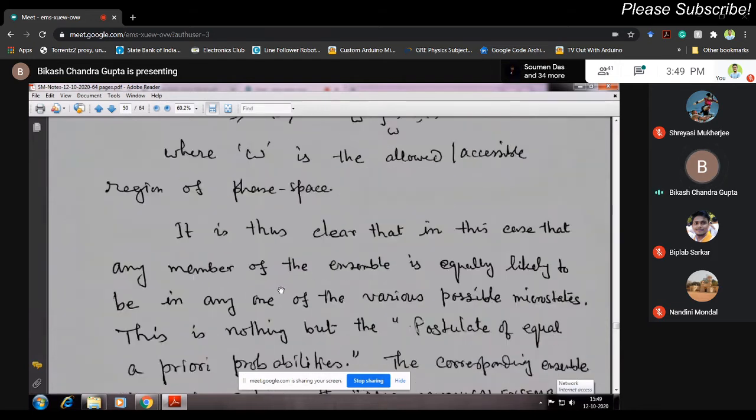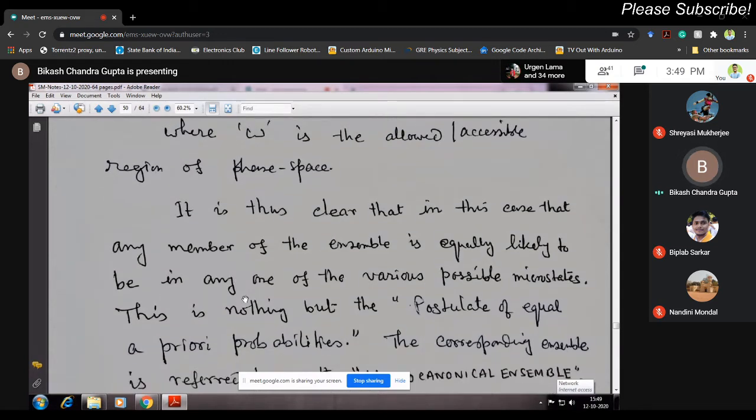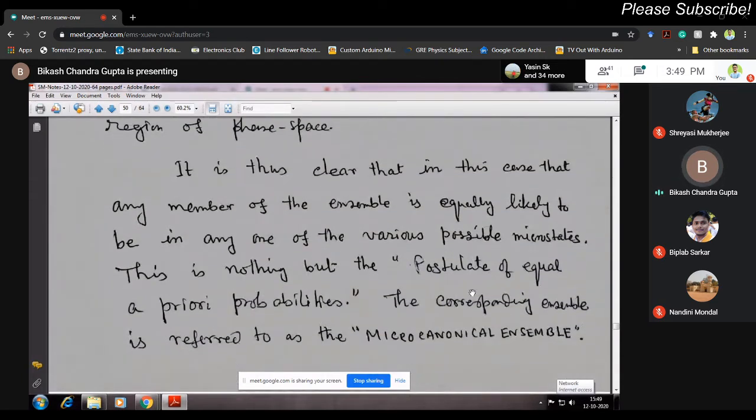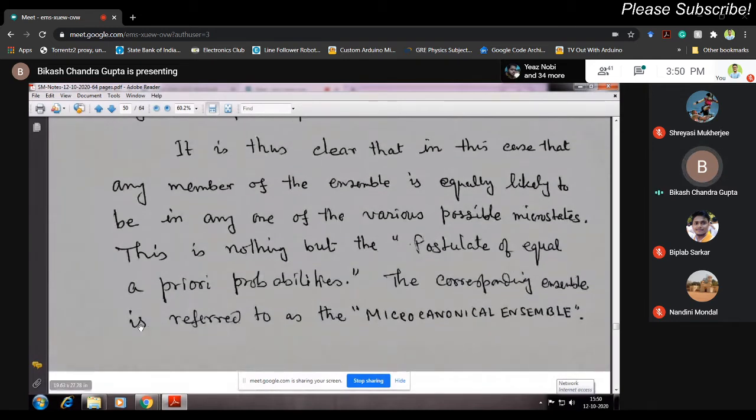It is thus clear that in this case, any member of the ensemble is equally likely to be in any one of the various possible microstates. This is nothing but the postulate of equal a priori probability. The corresponding ensemble is referred to as the micro-canonical ensemble.